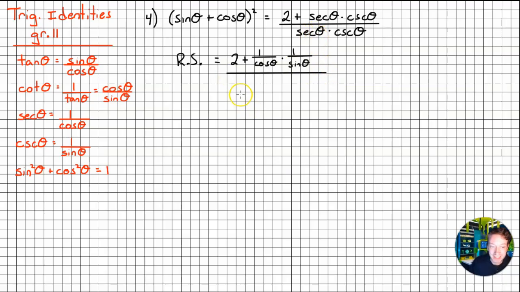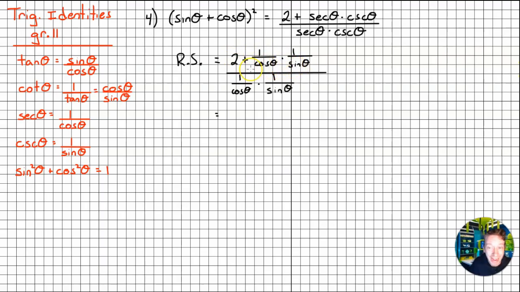And then secant again, so 1 over cos theta, times cosecant again, 1 over sine theta. Alright, it's looking a little bit messy, but let's just look at the numerator. We have 2 plus 1 over cos theta sine theta.